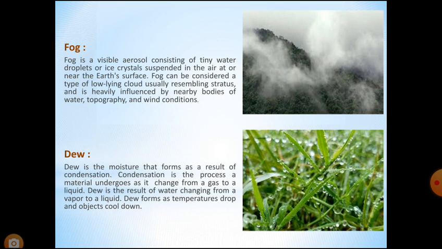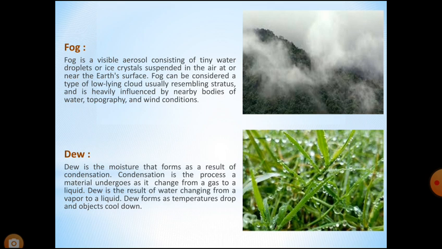The second one is dew. Dew is the moisture that forms as a result of condensation. Condensation is a process a material undergoes at its change from a gas to a liquid form. Okay children, it's change from gas to a liquid form. Dew is a result of water changing from a vapor to a liquid. Dew forms as temperatures drop and objects cool down.